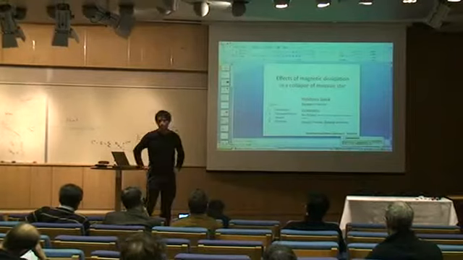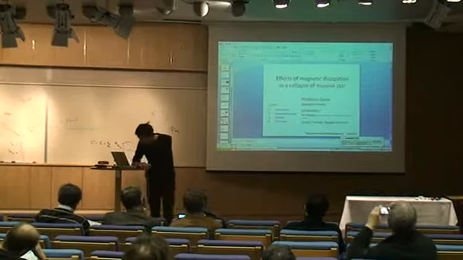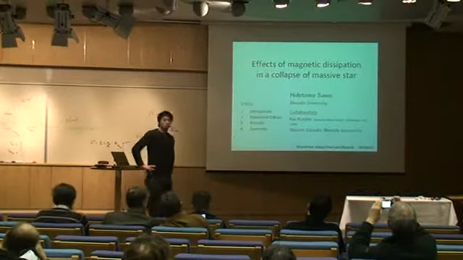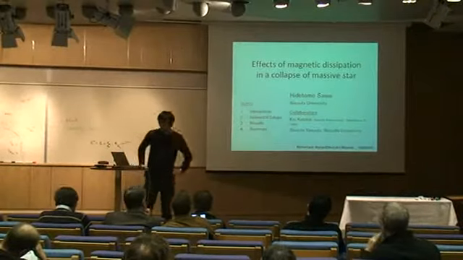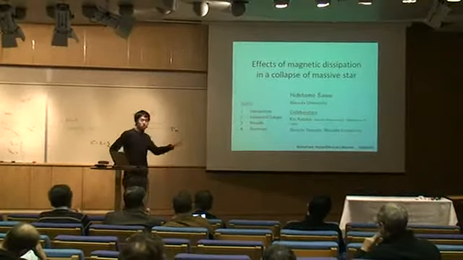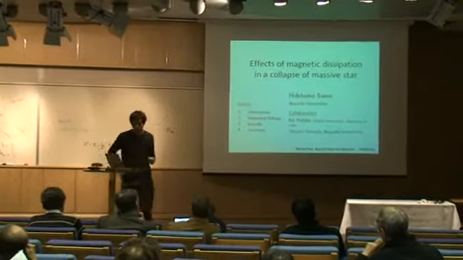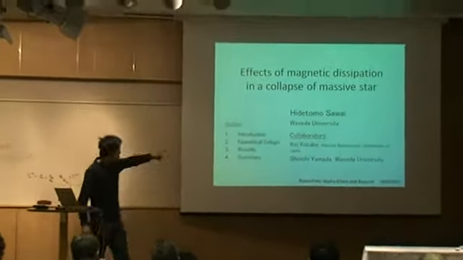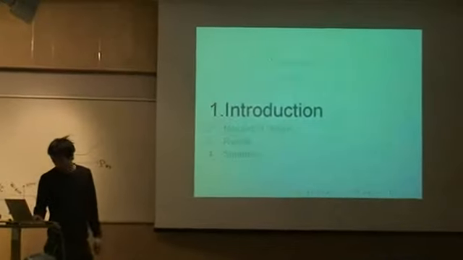Good afternoon. My name is Hidetomo Sawai from Masuda University. I'm working on quark supernovae, and today I'm talking about effects of magnetic dissipation in a collapse of massive star. Okay, this is the outline of my talk. Let's start from the introduction.